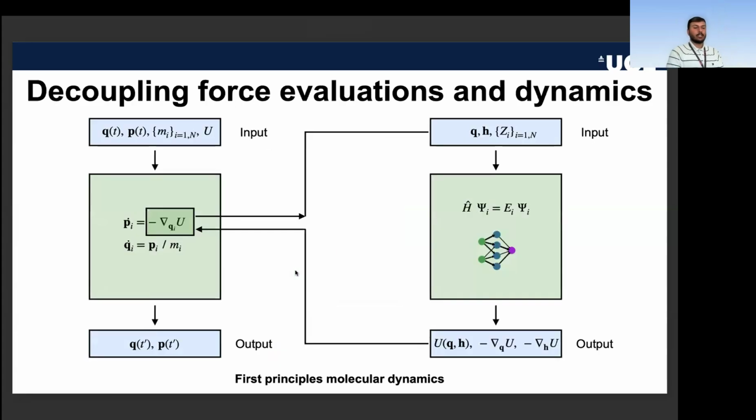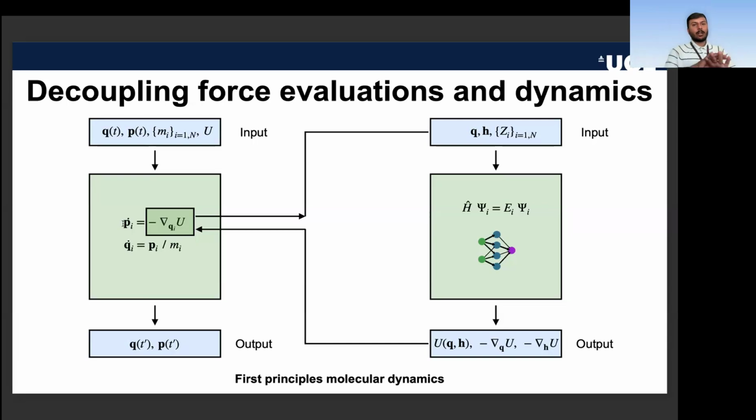So how about this? If you think about these Hamilton's equations of motion, they don't really care about where the force is coming from. They're completely agnostic to whether the forces come from a force field or they come from a fully quantum method or even a quantum computer in future.